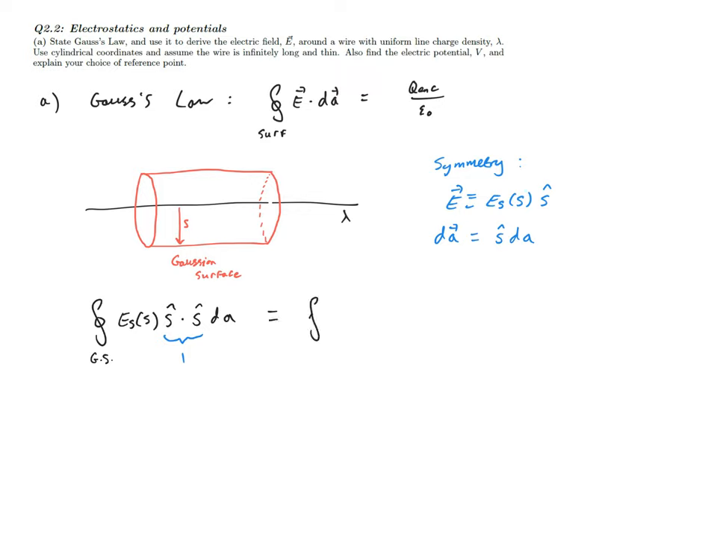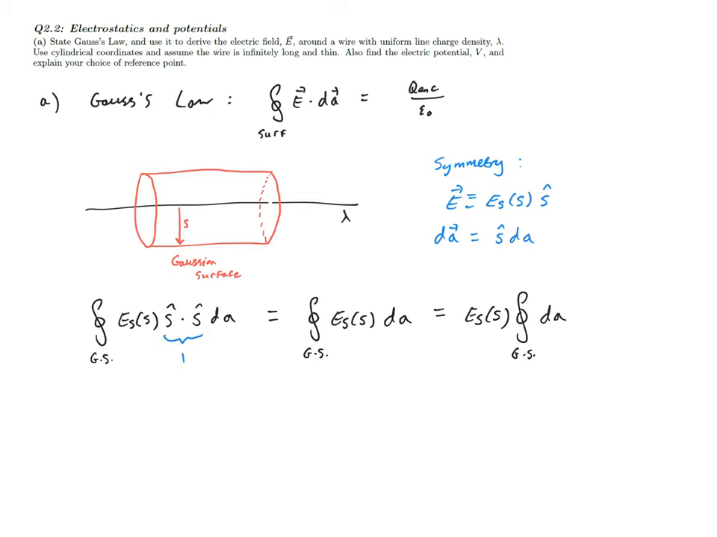And so the fact that we've picked our Gaussian surface judiciously, such that the direction of the electric field everywhere along the Gaussian surface is parallel to the unit vector normal to that surface, means that we can get rid of the vectors. Now we're just left with a scalar integral, which is certainly easier. Furthermore, because the strength of the electric field only depends on the radial distance away from the wire, and the Gaussian surface has a constant radius S, the electric field, E_S of S, is a constant across the Gaussian surface. And so I can actually take it out of the integral.